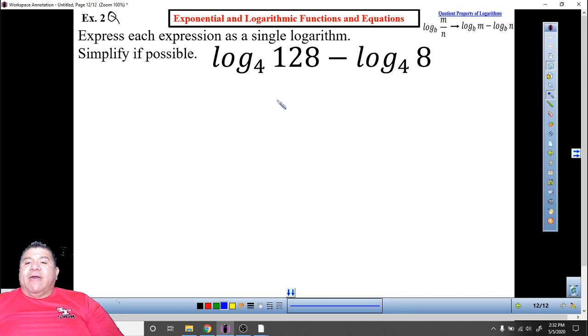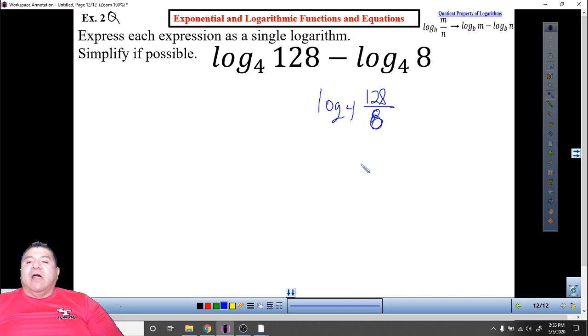All right, now that you're unpausing and you're back, first of all, do we have the same base? Yeah, so we write log 4, and then we have 128 divided by what? 8. Why divided? Because it's subtraction, and that's why it's our quotient property of logarithms. Can we simplify this? Yes. Log 4, and then 128 divided by 8. Let's see, 8, subtract 4, 8, 16. All right, so this is 16.